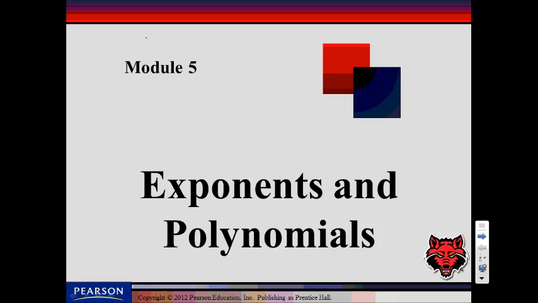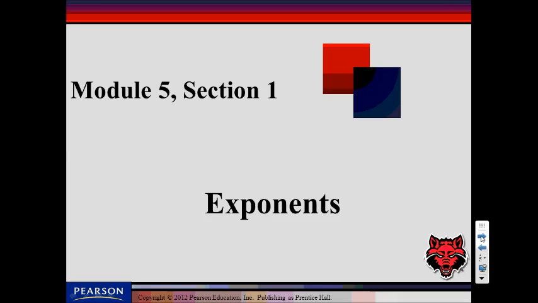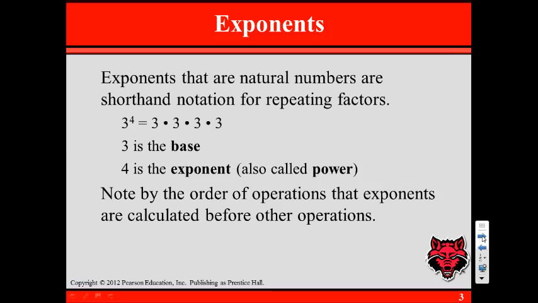We will discuss two main concepts, exponential expressions and polynomials. In Module 5, Section 1, our main focus will be exponents. Remember that exponents that are natural numbers or positive counting numbers are shorthand notation for repeating factors. In this example where we have 3 to the 4th power, 3 is the base and 4 is the exponent. The base is the repeated factor, and the exponent indicates how many times we should repeat the factor.